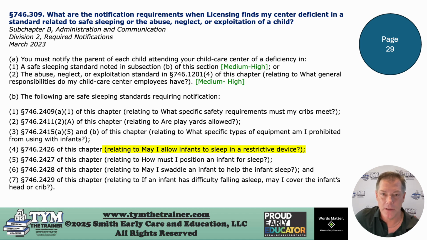Any of these deficiencies is going to require parent notification, and they could also come with an administrative penalty, meaning the program will have to pay a fine to child care regulations if you get cited for one of these items. Probably the biggest one that I want you to focus on is what I have highlighted on the screen, which is number 4, 2426, and it is in regards to an infant sleeping in a restrictive device.